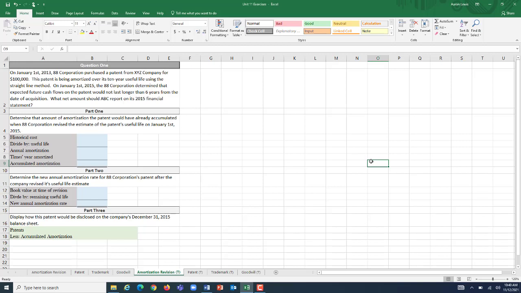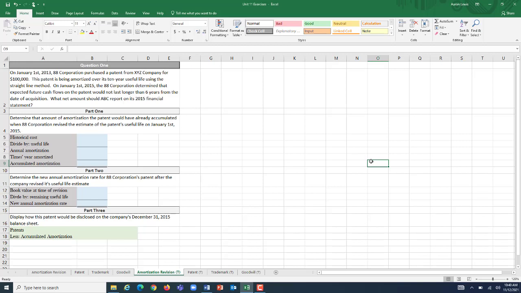Well, on January 1st, 2015, 88 Corporation is going to determine that the expected future cash flows on the patent will not last longer than 6 years from the date of acquisition, which was January 1st, 2013. And this happens with patents. Patents protect technology. Technology gets outdated incredibly fast.